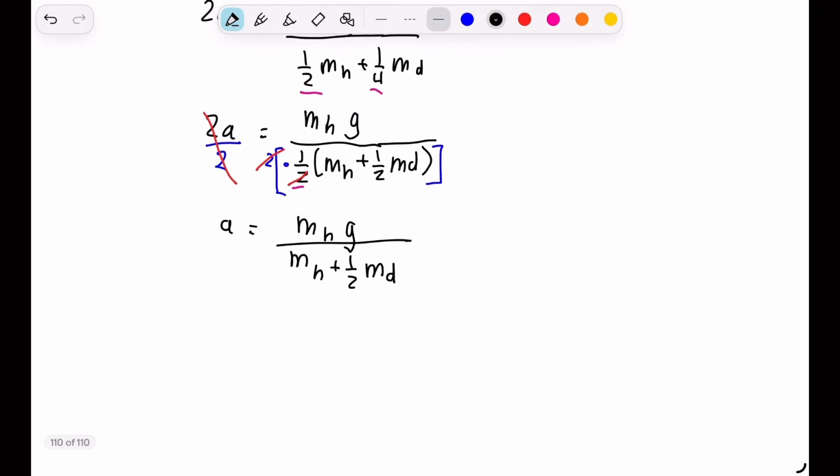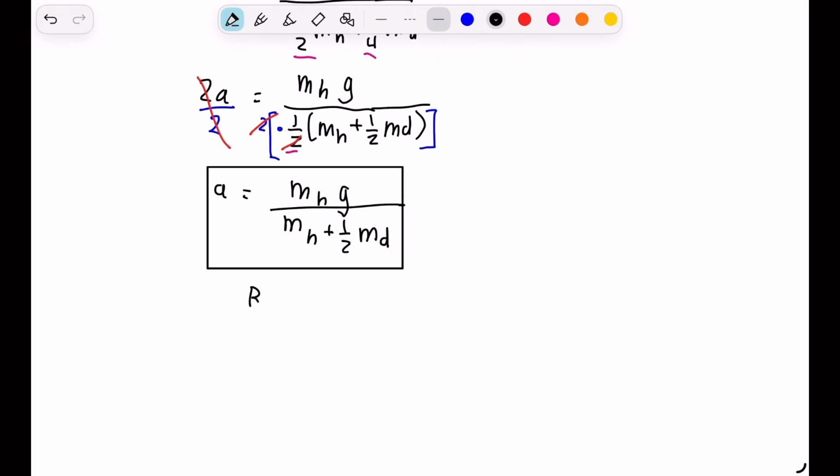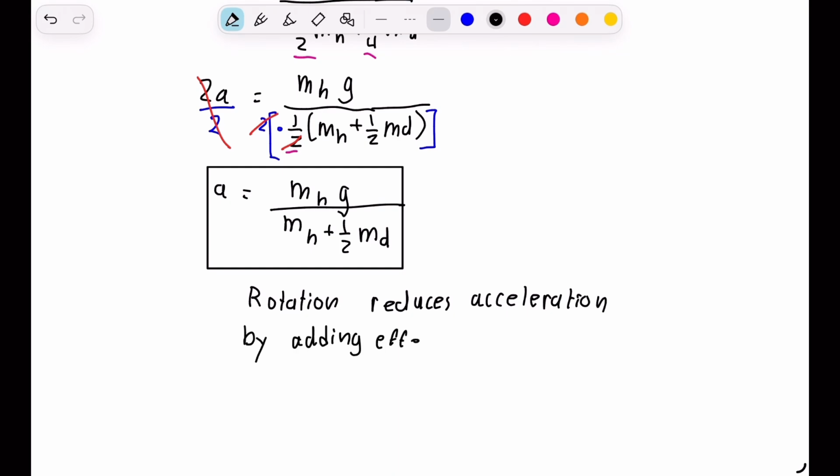Again, our energy basically split into translational and rotational motion, so we still get the exact same answer. So rotation reduces acceleration by adding effective mass.